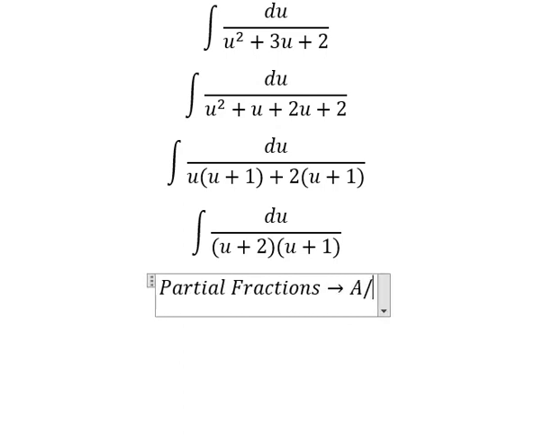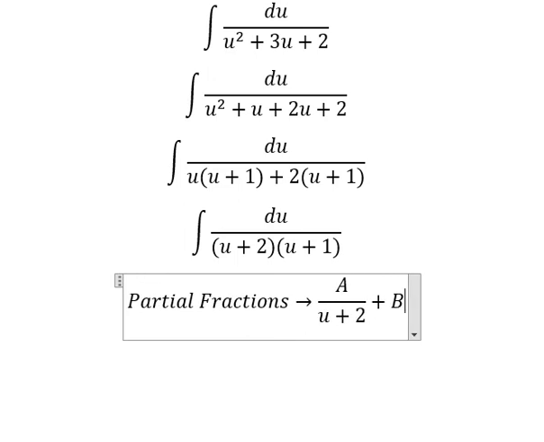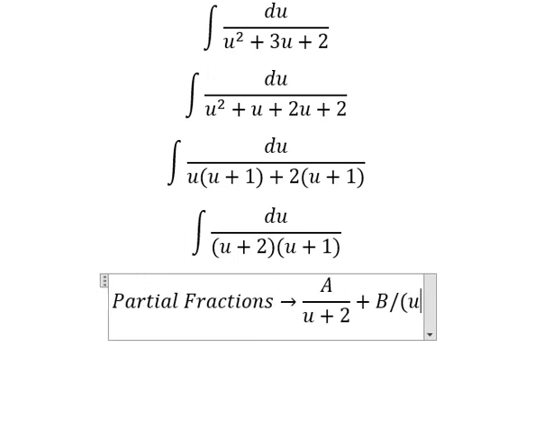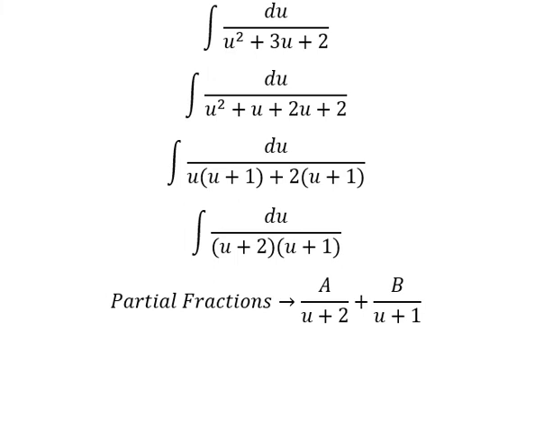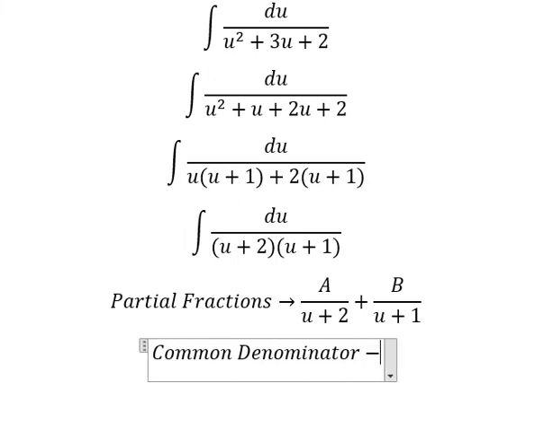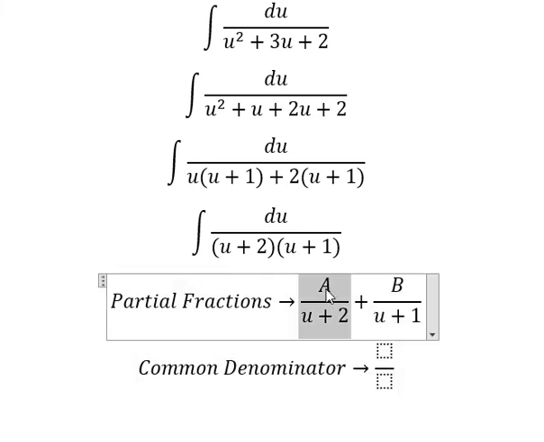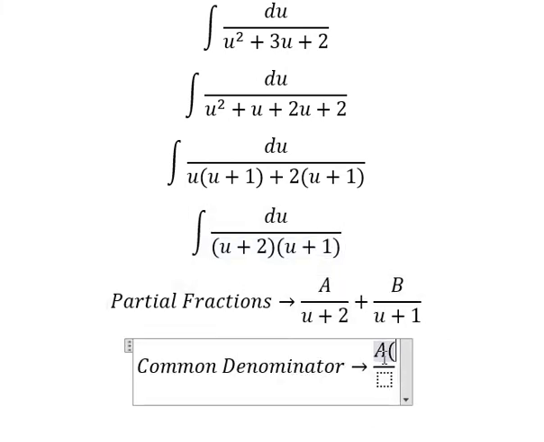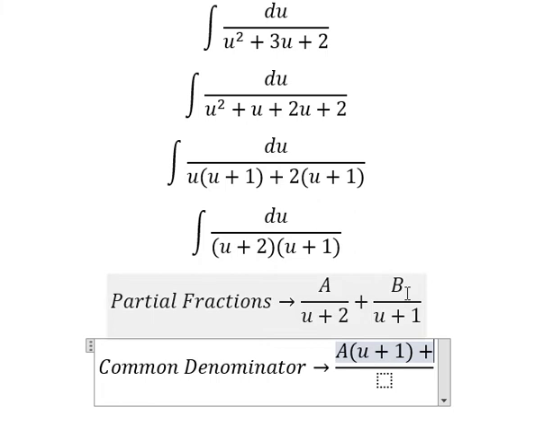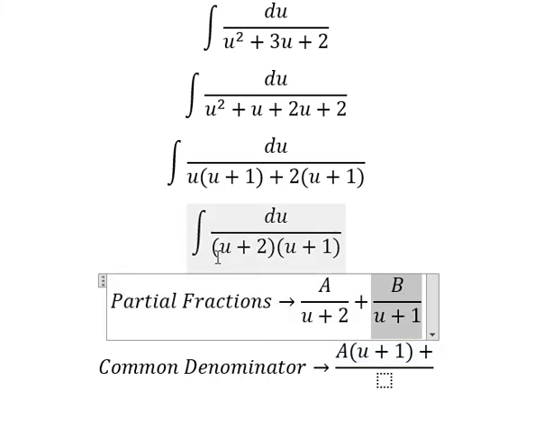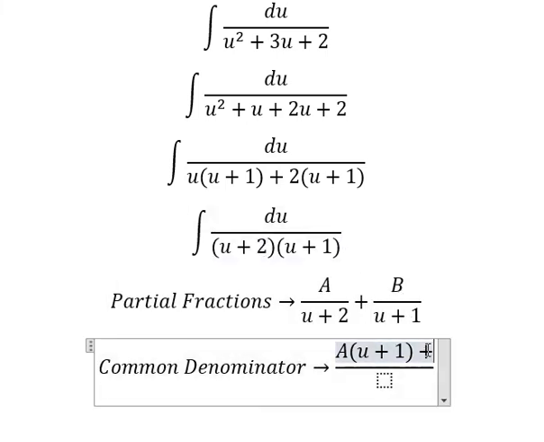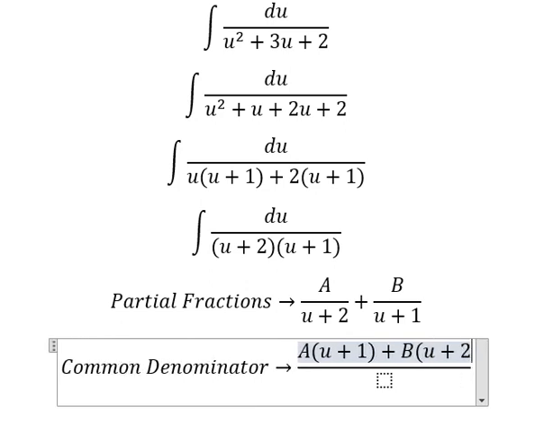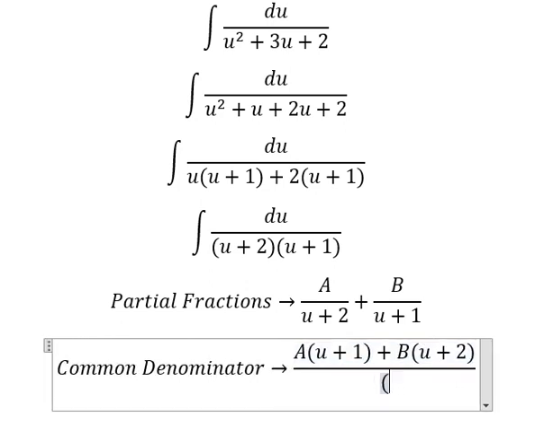So A over u plus 2, B over u plus 1. Now we do the common denominator. So about this one, it is missing u plus 1, so capital A multiplied by u plus 1. About this one, it is missing u plus 2, so capital B multiplied by u plus 2. And now we have this one.